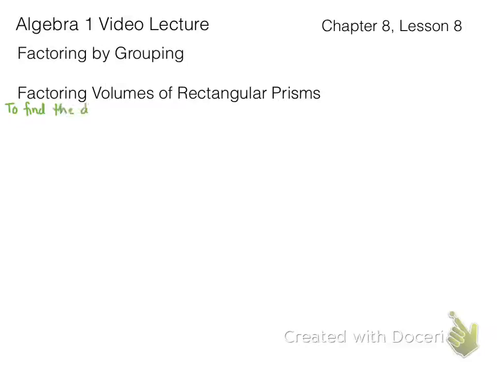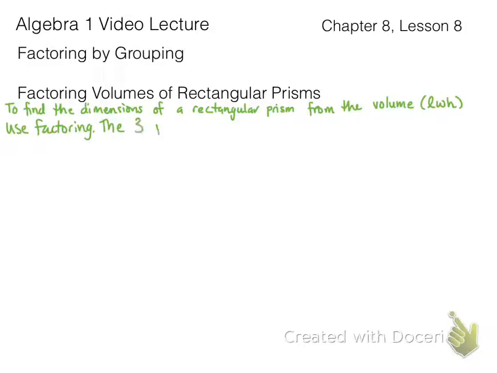All right, this is the last slide. Factoring volumes of rectangular prisms. To find the dimensions of a rectangular prism from the volume, and volume of a rectangular prism is length times width times height, we're going to use factoring.